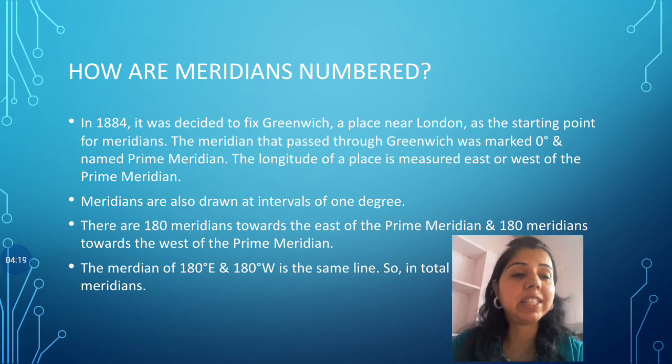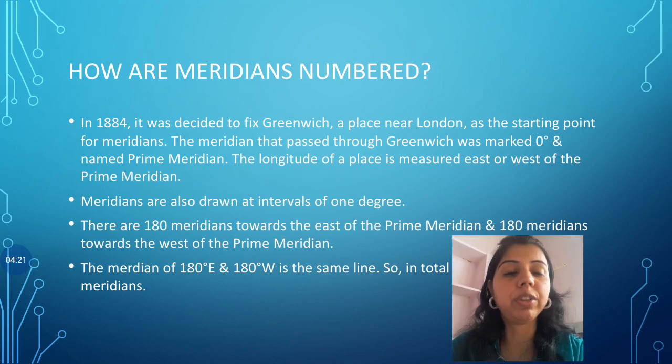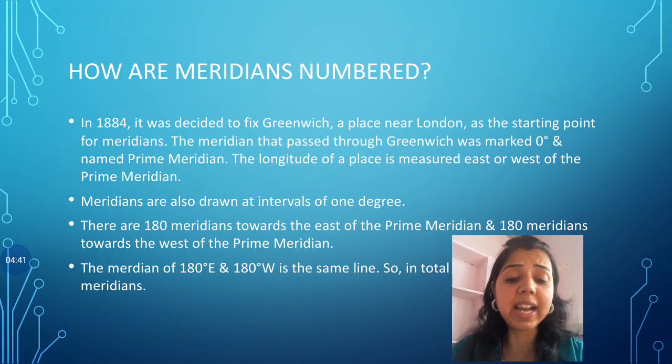The longitude of a place is measured towards east or west of the prime meridian. Like parallels, meridians are also drawn at intervals of 1 degree. If we move away from the prime meridian towards the east or the west, we reach halfway round the earth at 180 degree. Thus, there are 180 meridians towards the east of the prime meridian and 180 meridians towards the west of the prime meridian. The meridian of 180 degree east and 180 degree west is the same line. So, in total, there are 360 meridians.